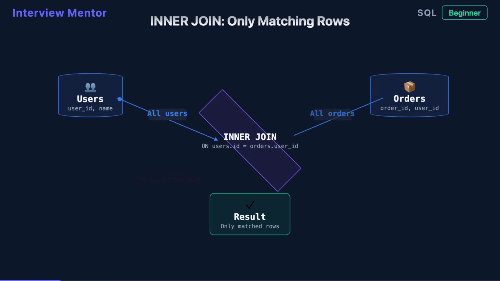Let's start with an inner join. This is the strict enforcer of SQL joins. An inner join returns only the rows where there's a matching value in both tables. Think of it like a Venn diagram intersection. If a user has no orders, that user won't appear in your results at all. If an order has no matching customer, it's excluded too. Only perfect matches make the cut.